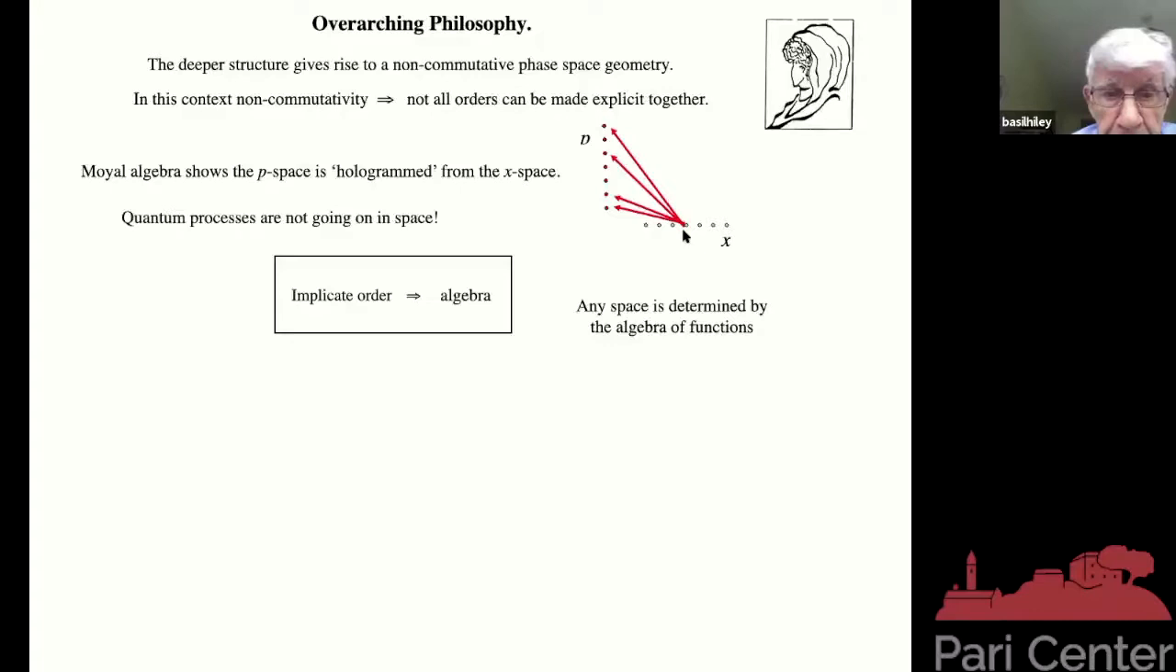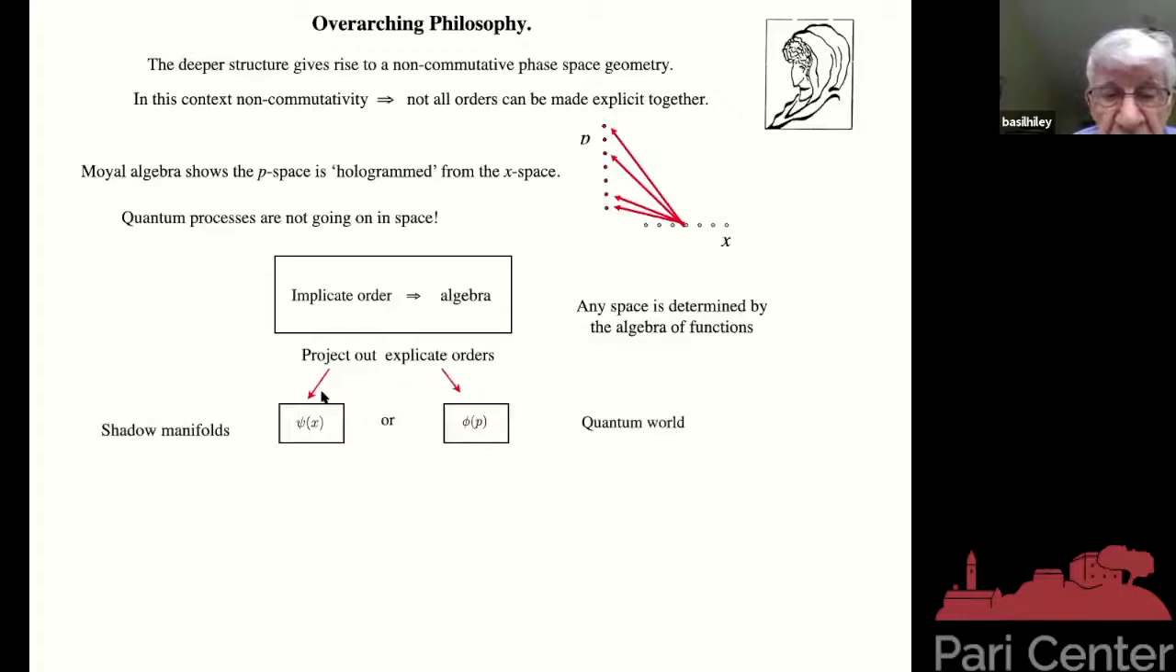And I like to exaggerate things by saying the quantum processes are not going on in space-time. I'm demonstrating all the effects in space-time, but they're not going on in space-time. They're going on in this dynamical structure, which refuses to be pinned down. I can pin them down to a degree when I use the algebraic way of doing it, but then I have to project out shadow manifolds.